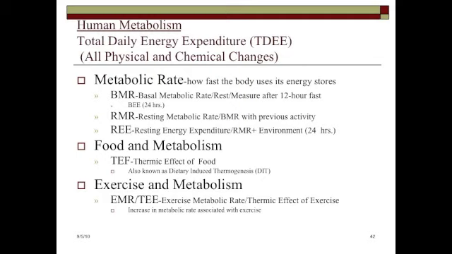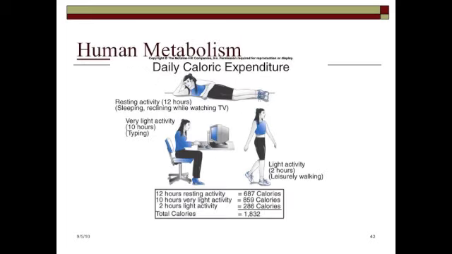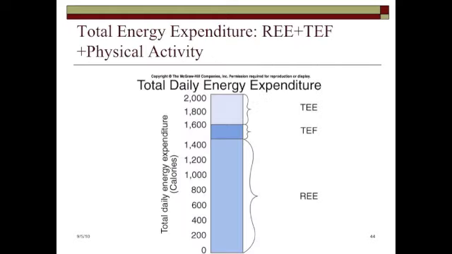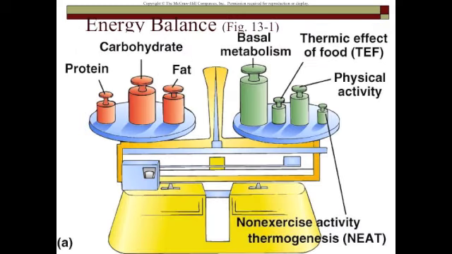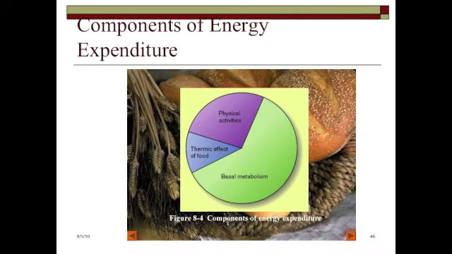Exercise metabolism is a third of the energy expenditure. It can be labeled exercise metabolic rate or thermic effect of exercise. These three components will total up to the daily caloric expenditure. The resting activity, or the BMR, is usually the highest burning rate. This chart depicts this, as well as this one. You'll also notice the non-exercise activity thermogenesis there. Here are the three components again.